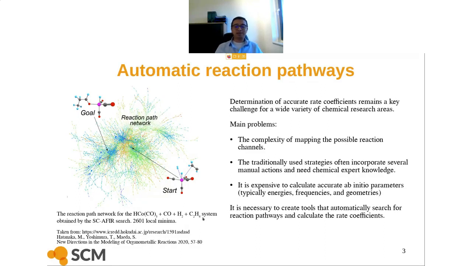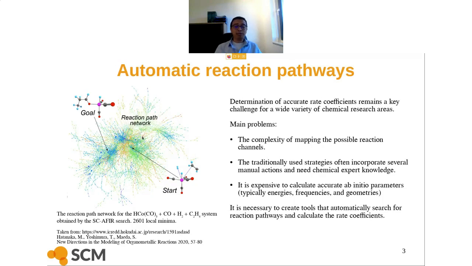So this is not a huge system. It's relatively small compared to what we need for industrial use. But even so, this system can get more than 2,600 local minima. It's a really huge network, and it summarizes really well the level of complexity of this problem. So, in all these real applications, the final aim is to accurately predict the rate coefficients.